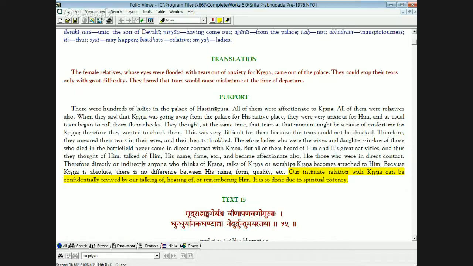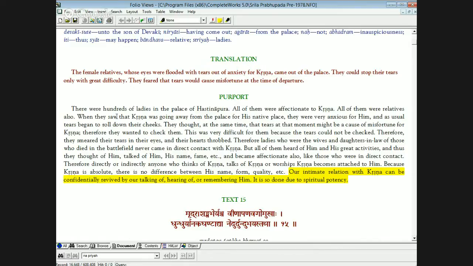Therefore, ladies who were the wives and daughters-in-law of those who died in the battlefield never came in direct contact with Krishna. But all of them heard of him and his great activities, and thus they thought of him, talked of him, his name, fame, etc., and became affectionate also, like those who were in direct contact. Therefore, directly or indirectly, anyone who thinks of Krishna, talks of Krishna, or worships Krishna becomes attached to him.